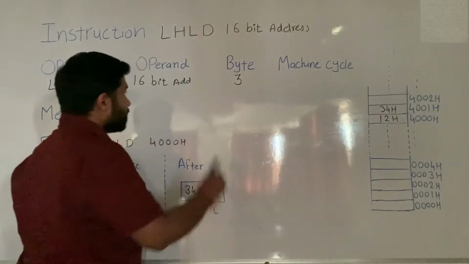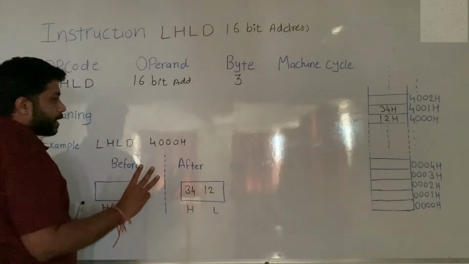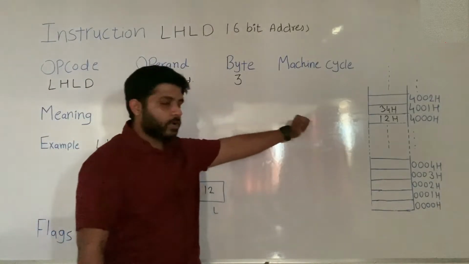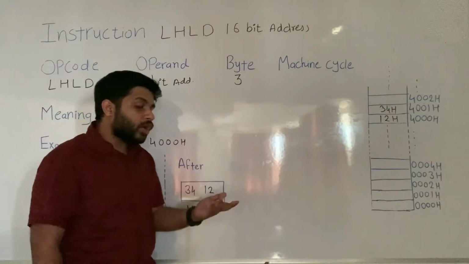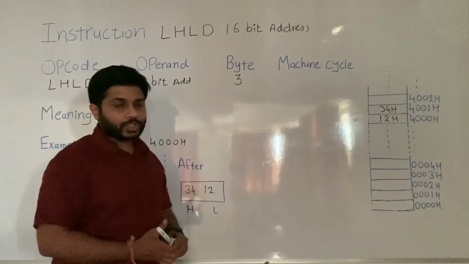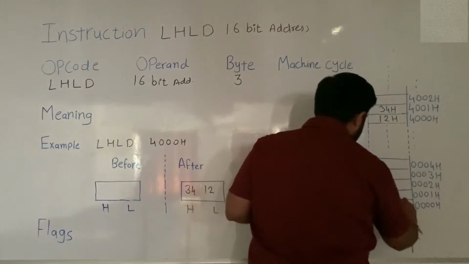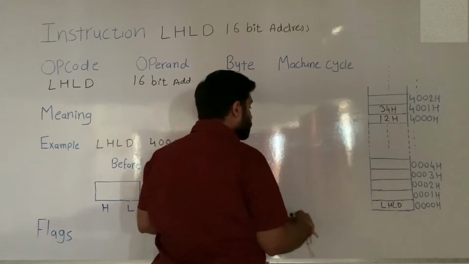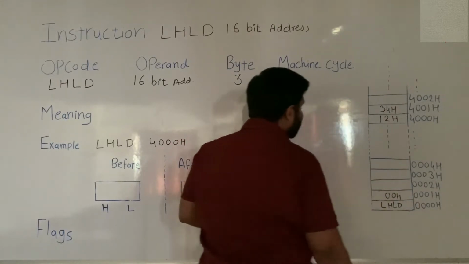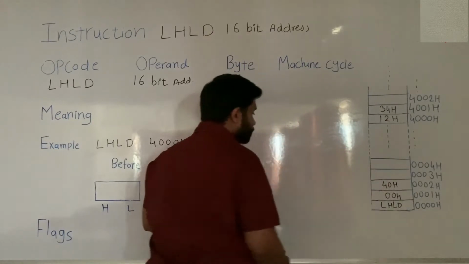Now let's see the machine cycle. This instruction is 3 bytes. So when you give this instruction to the memory, it will be stored from the starting location. Because it is a 3 byte instruction, it will occupy 3 consecutive memory locations. In the first location, the opcode will be stored, which is LHLD. In the next location, the lower byte of the address will be stored, which is 00H. And after that, the higher byte of the address will be stored.